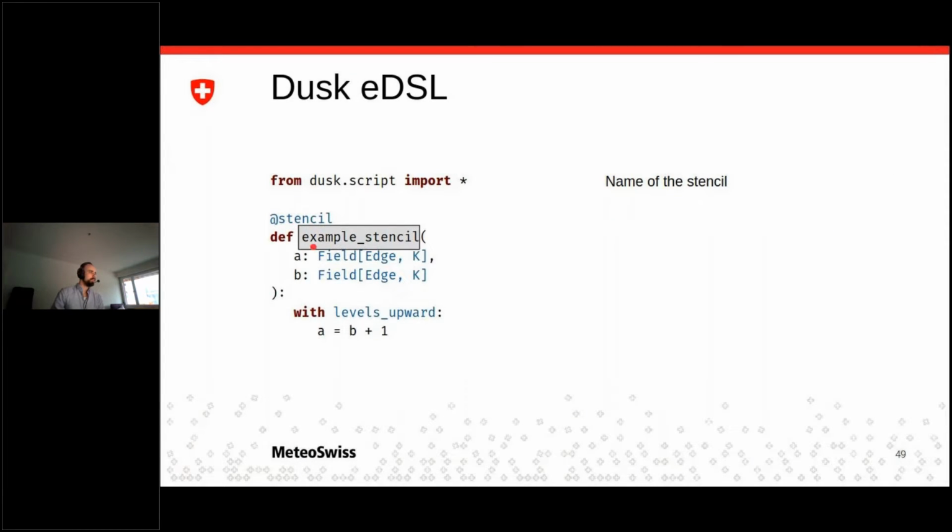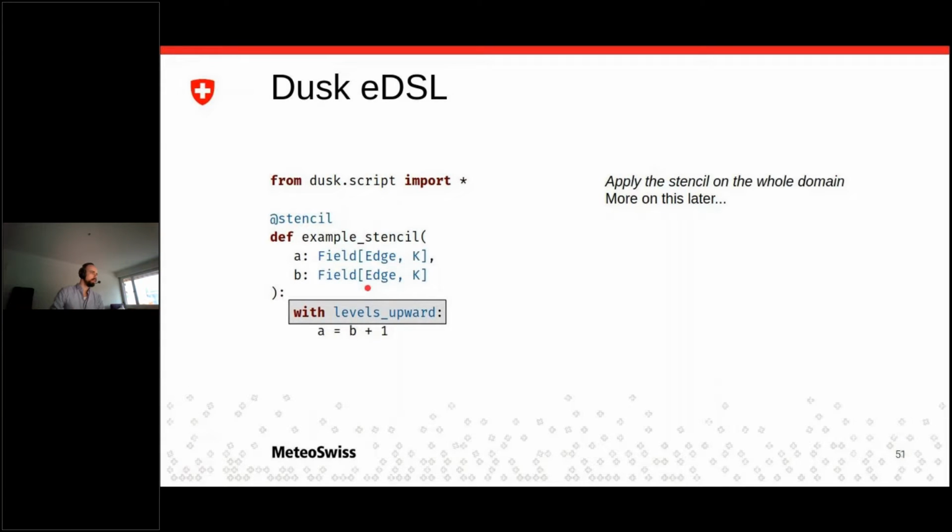And then the name of the Python function will be the name of the stencil. So our stencils are named in this case. Next, we have some field definitions. Field definitions are Python function parameters, and we will see a lot more on these later on.